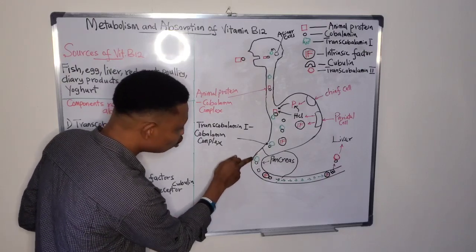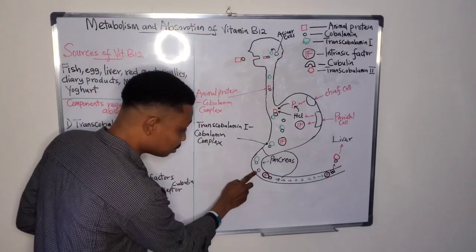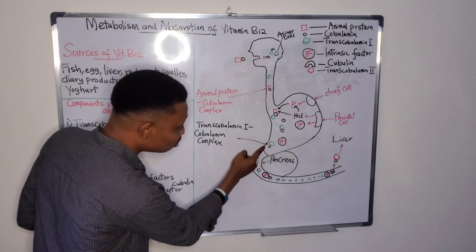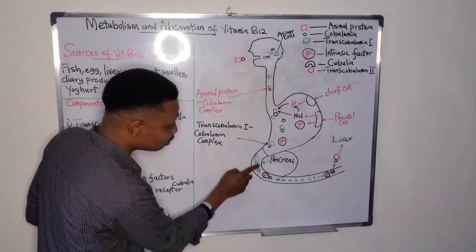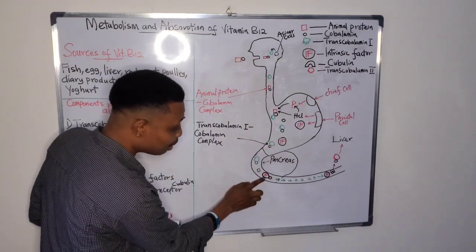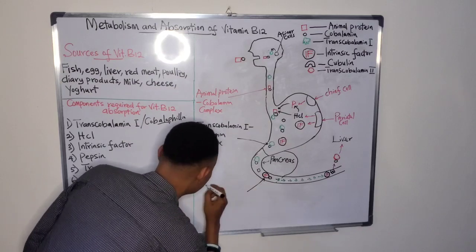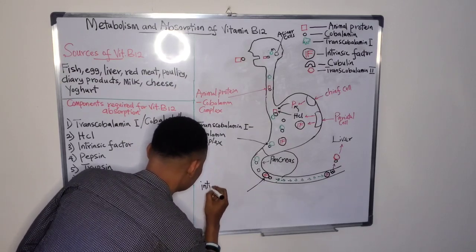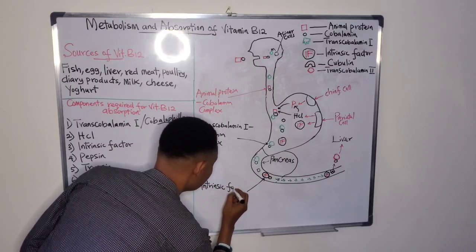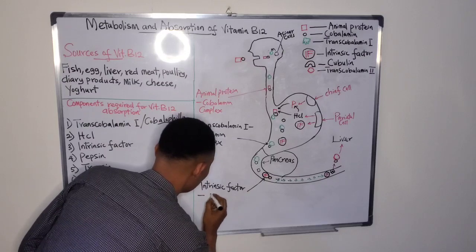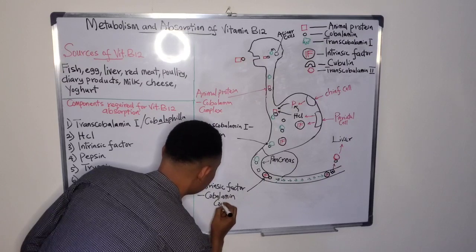Okay? And once this transcobalamin 1 is hydrolyzed, you can see that cobalamin again will be free. But because this intrinsic factor has been following it and needs to be bound to cobalamin, immediately it is free, the intrinsic factor will immediately bind to the cobalamin. So this is the intrinsic factor cobalamin complex.